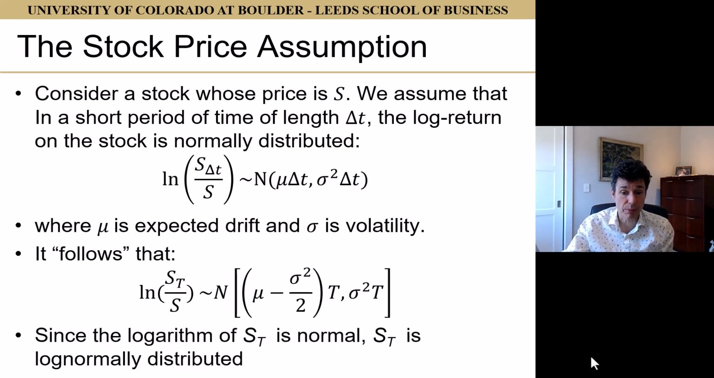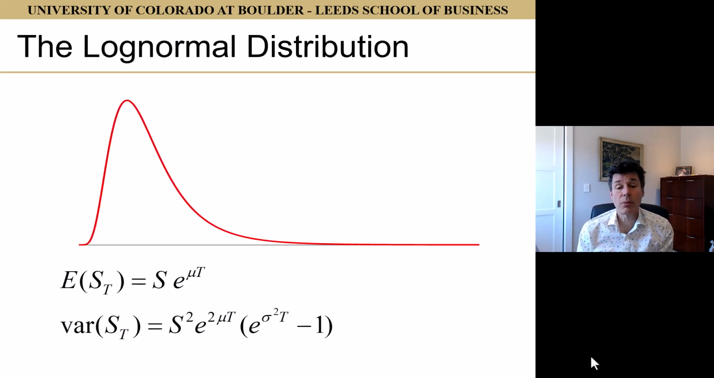Now, the logarithm of S_t is normal. That means that the logarithm of S_t, or the returns, are normal. That means S_t itself is log normally distributed. And a log normal distribution looks kind of like this. We often don't draw this, but if you step back and thought about your standard finance class, you'd be in the same sort of place.